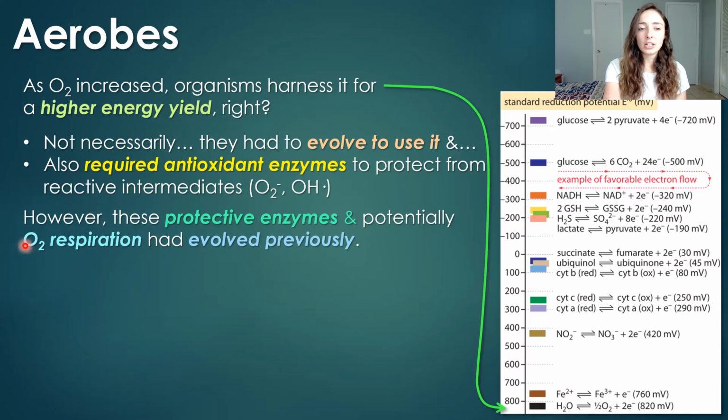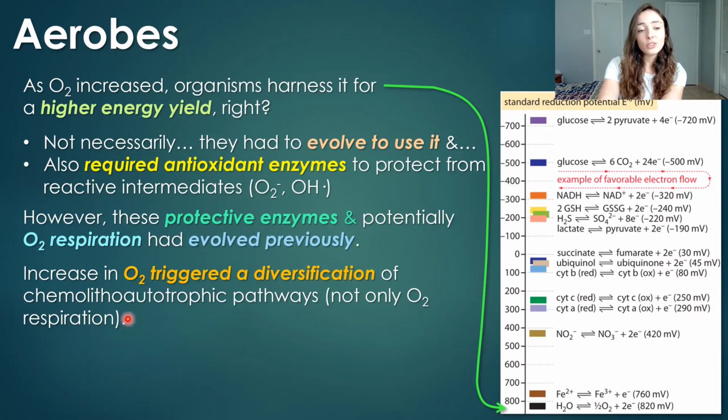There is evidence that oxygen respiration as a metabolism predates the evolution of cyanobacteria, which produced the oxygen that necessitated the oxygen metabolism, but this is still debated, and it wouldn't have been a lot of organisms that used that early on. It wasn't until cyanobacteria caused the oxidation events of Earth to make oxygen respiration really necessary and widespread and diverse. But an increase in oxygen also triggered the diversification of chemolithoautotrophic pathways other than oxygen respiration.